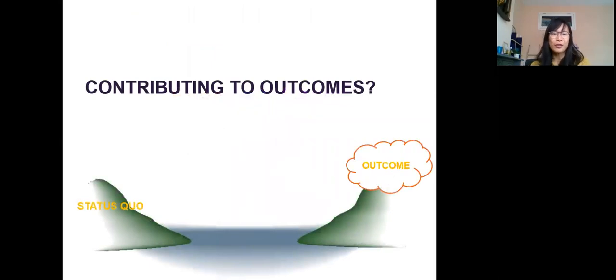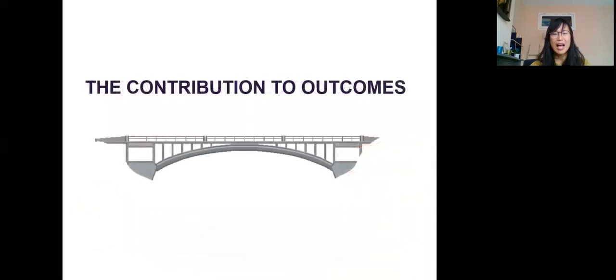Another way of understanding contribution is to see the outcome as the change on one side of the shore and then status quo on the other side of the shore, as you see on the slides here. And the contribution to this outcome is the bridge that links the status quo to the outcome, to the change. So this bridge will tell us the contribution.